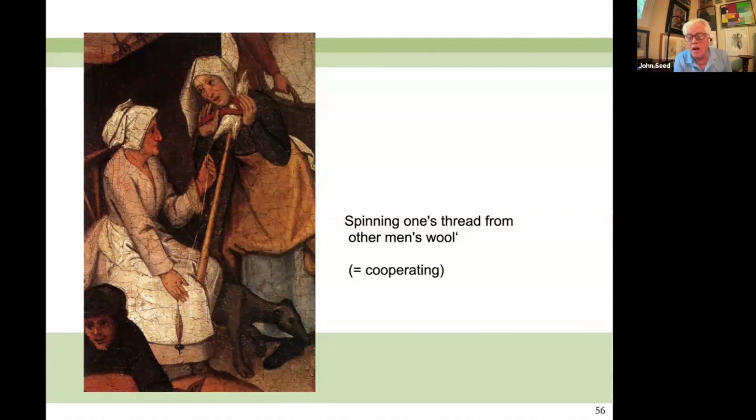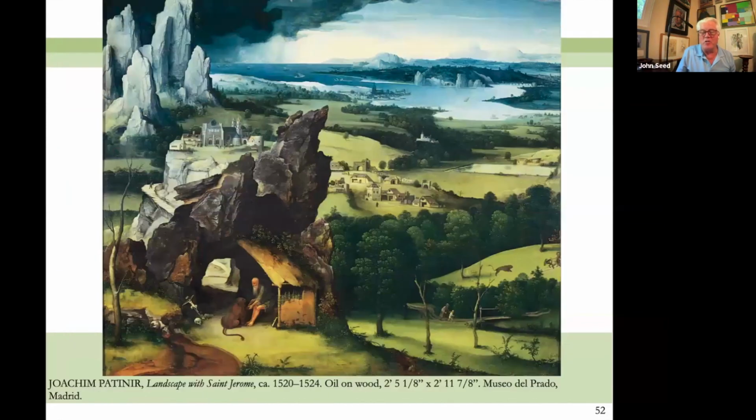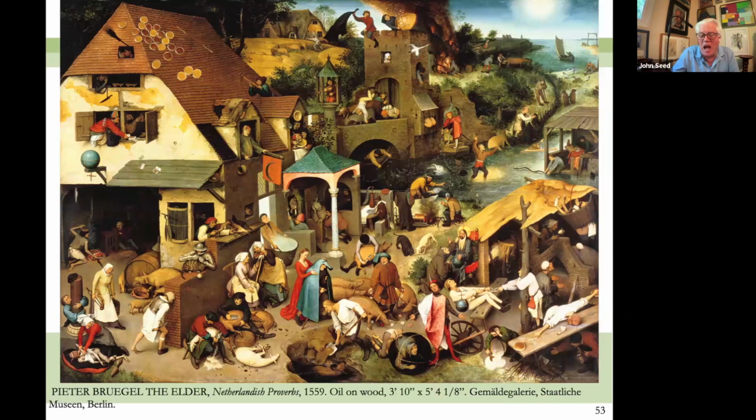Spinning one's thread from other men's wool, that's actually an image of the power of cooperation, doing a task together. So you want to remember, with all the paintings of this era, there was far less literacy. So often stories were told just through pictures. And in a way, this is like a children's picture book. You could spend hours in front of this painting parsing all of the different proverbs and relating them to the Bible and teaching and delighting people and making them laugh and telling stories.